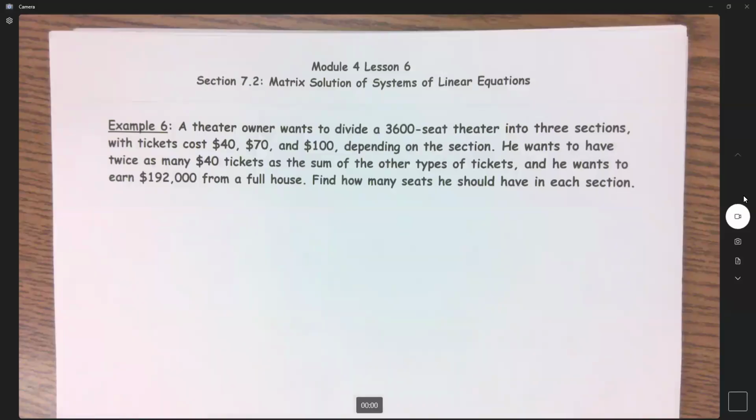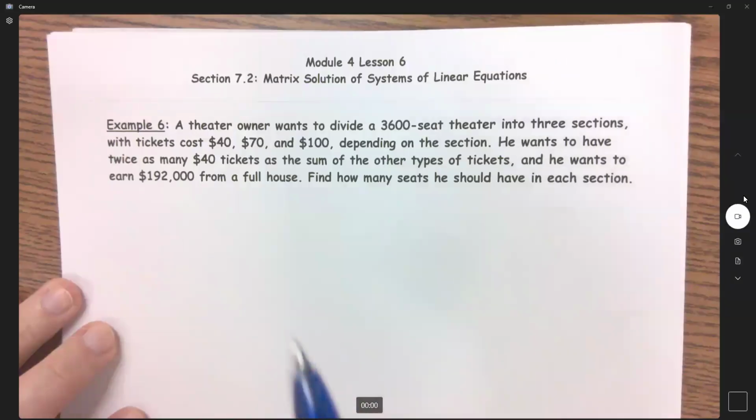Last problem of functions of modeling. Example 6. A theater owner wants to divide a 3,600 seat theater into 3 sections, with tickets costing $40, $70, and $100 depending on the section. He wants to have twice as many $40 tickets as the sum of the other types of tickets, and he wants to earn $192,000 from a full house. Find how many seats he should have in each section.